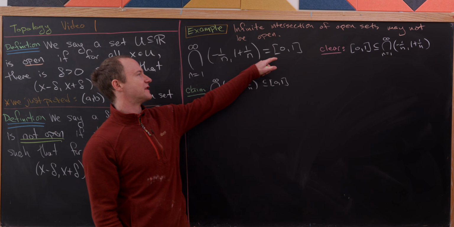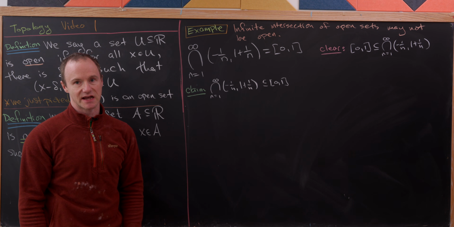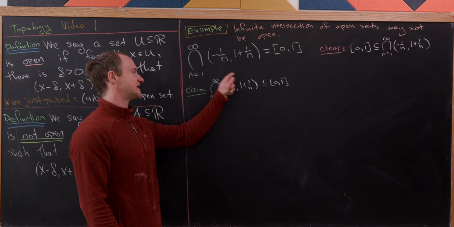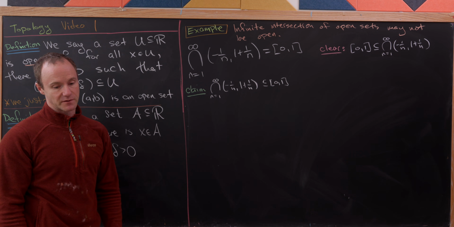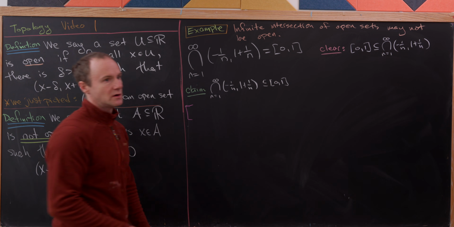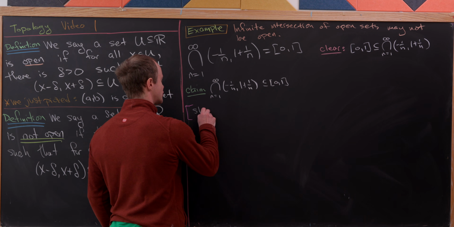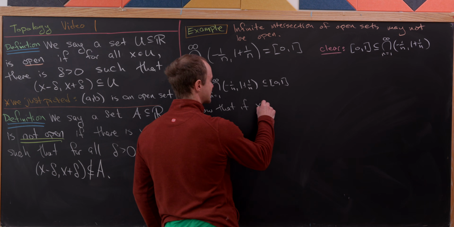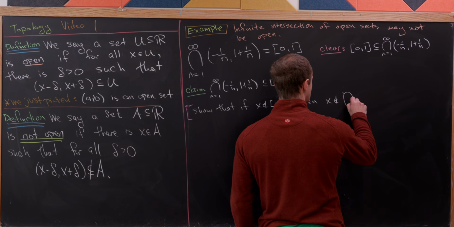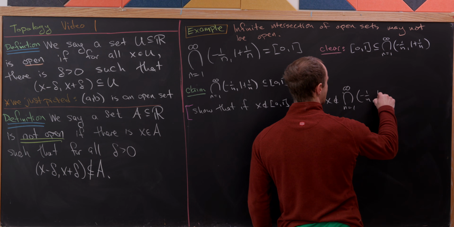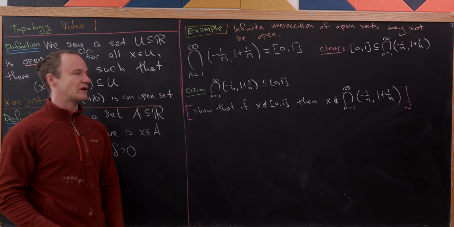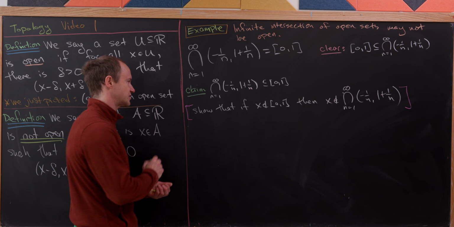Now let's observe that it's pretty clear that this right-hand set is a subset of this left-hand set. Well, it's a subset of all of them, so there's not really much to do there. So to show this equality, we need to show that this intersection is a subset of the interval from 0 to 1. And we're going to do this by using the contrapositive. Meaning, we'll show that if x is not in the set from 0 to 1, then x is not in this intersection as n goes from 1 to infinity of minus 1 over n to 1 plus 1 over n. That would be the contrapositive of the usual straightforward way of showing set containment, but it's a little bit more natural to do it this way.